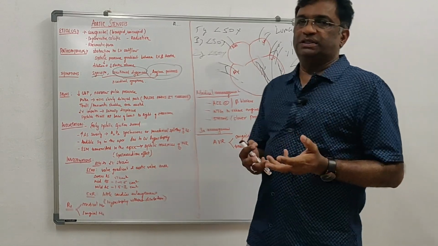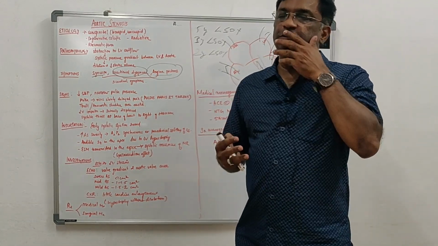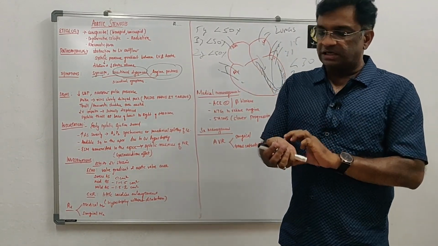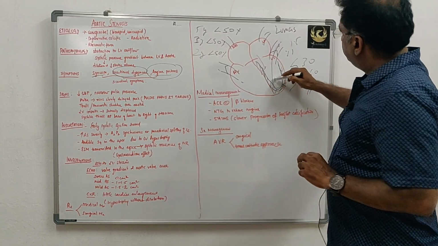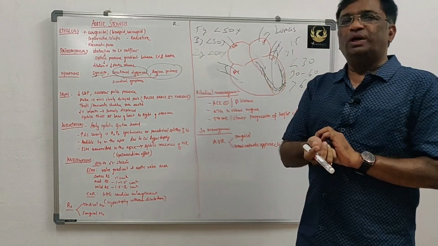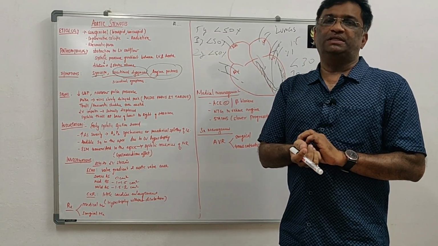Okay, how do you diagnose clinically? What are all the features of aortic stenosis? Starting from pulse. The left ventricular output is reduced, so you'll have a small volume pulse.